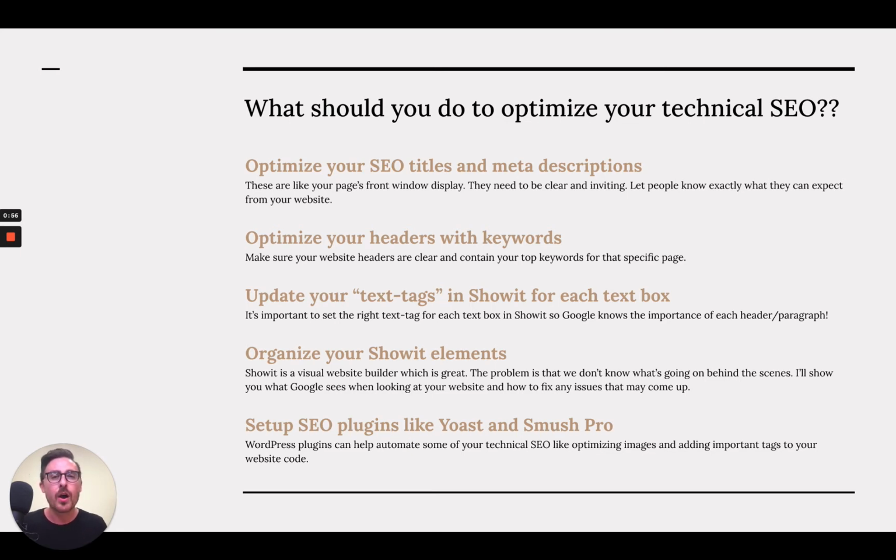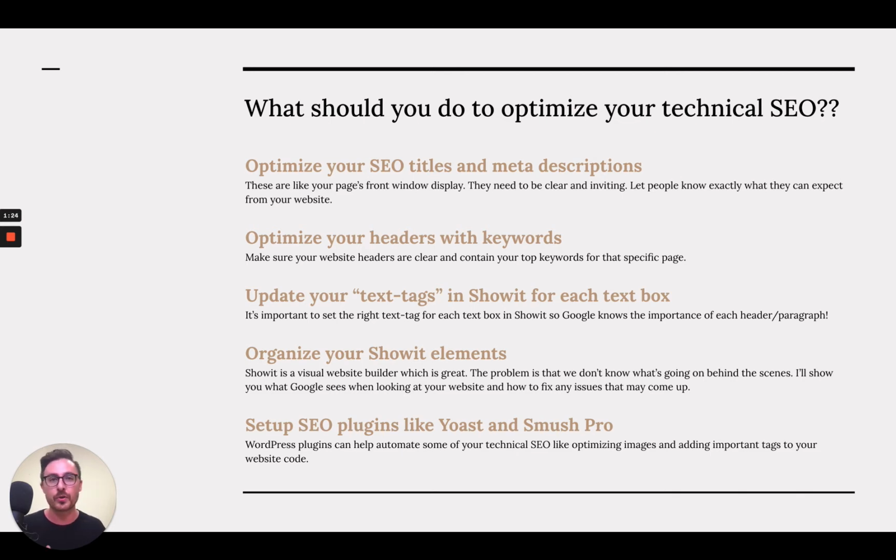All right, so what should you do to optimize your technical SEO? Well, the first thing we're going to look at is our SEO titles and our meta descriptions, and we're going to learn how to optimize these. SEO titles and meta descriptions are titles and descriptions that are actually embedded in the code of your website. They're not actually visible on the website itself. And the purpose of them is they're the title and the description used in a search results page.